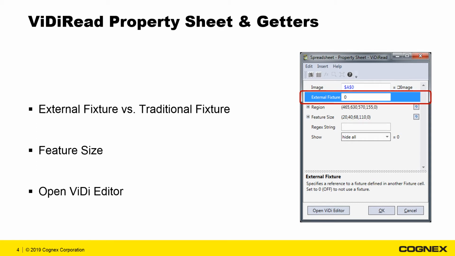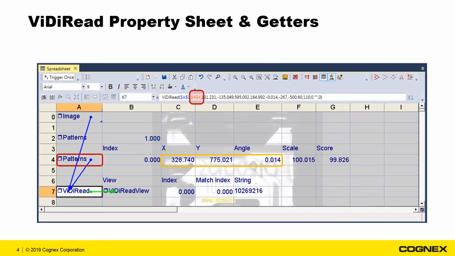So the term external fixture is used here and simply means we'll be providing fixture coordinates from the spreadsheet into the ViDi tool. The next key difference is that the external fixture parameter needs to reference a pattern structure directly instead of the individual x, y, and angle parameters. So in this case, we reference the external fixture parameter directly to cell A4, which contains the pattern structure returned by a Find Pattern tool, instead of cells C4, D4, and E4. The third key difference is that if the pattern structure contains more than one found pattern, the entire array of pattern locations will be passed into the ViDi tool.